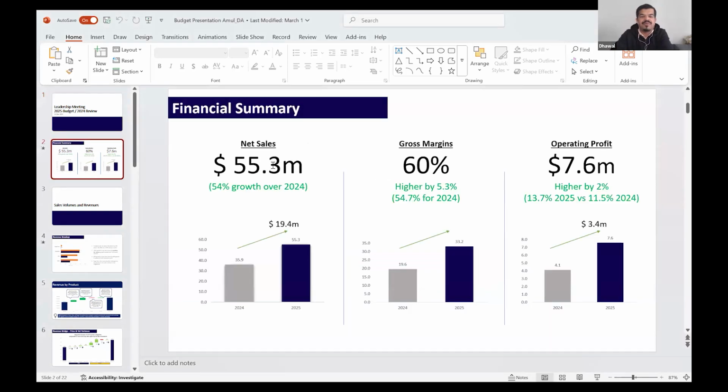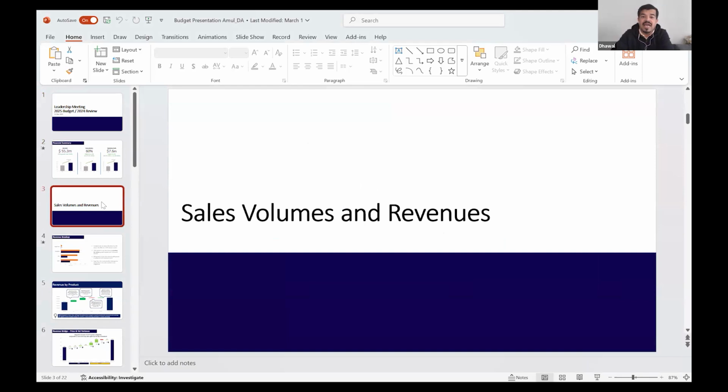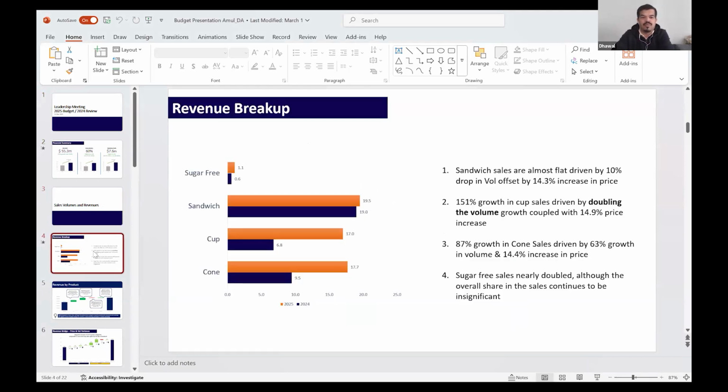You first start by capturing your revenue. Yeah? What is your revenue? What growth have you achieved? What are your gross margins? What are your operating profits? You start with the high level details. Then you get into the details of it, right? The sales, we are talking about sales volume. Okay. How much has the sugar-free, I mean, this is again an ice cream company. So how much has the sugar-free ice creams done? What has the sandwich done, cup done, cone done? Right? And what are some of the commentaries around it?